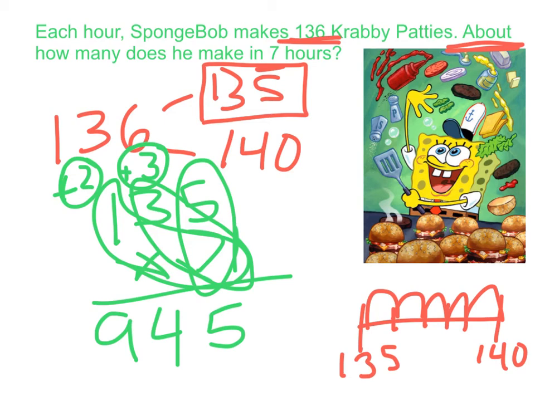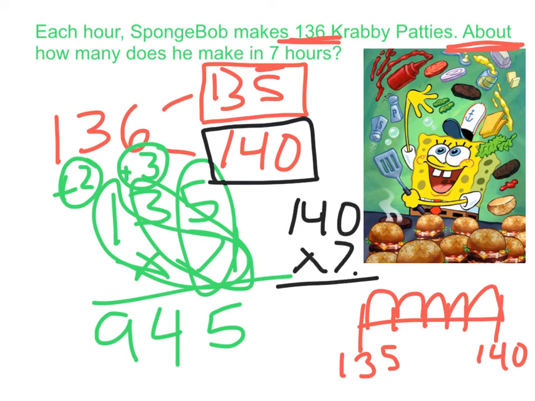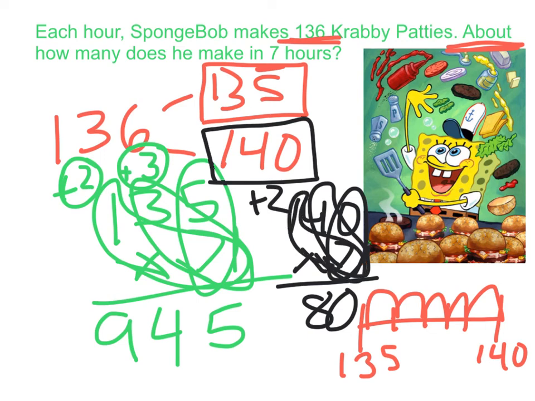If you did it with the 140, let's see if I can squeeze this in here small. 140 times 7: 7 times 0, obviously 0. 7 times 4 is 28. 8 goes down, carry the 2. 7 times 1 is 7, plus 2 would be 9. So you see, they are relatively close, 945 and 980. They're both within about 40 of each other. So it's okay with estimation. Remember, not everything's going to be exact, but I would have gone with 135 because that's closer to 136.